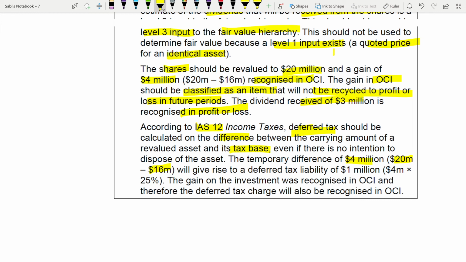On this 4, you are taking the deferred tax. What is it? 25% on this 4 million, which is 1 million only, which will give rise to a deferred tax liability. Remember, you always have to mention whether it's a deferred tax asset or a liability, and where it will go also, that also you have to mention. So deferred tax liability, why? Your carrying amount is 20, your tax base is 16, carrying amount is more than tax base. It's a positive figure. That's why it's a deferred tax liability. Understood? So any gain on this investment that was recognized in OCI, that's why even the deferred tax charge will be recognized in OCI. It will not go to profit and loss, because the gain for that investment was recognized in OCI, fair value through OCI, right? For this investment in shares, that's why the deferred tax charge also will go to OCI.